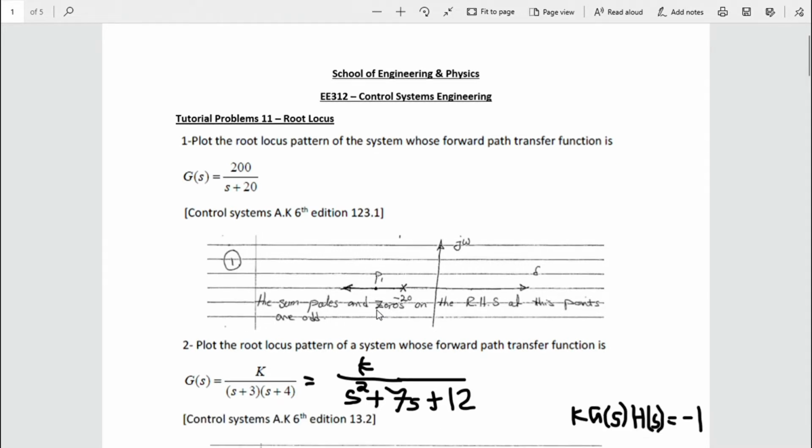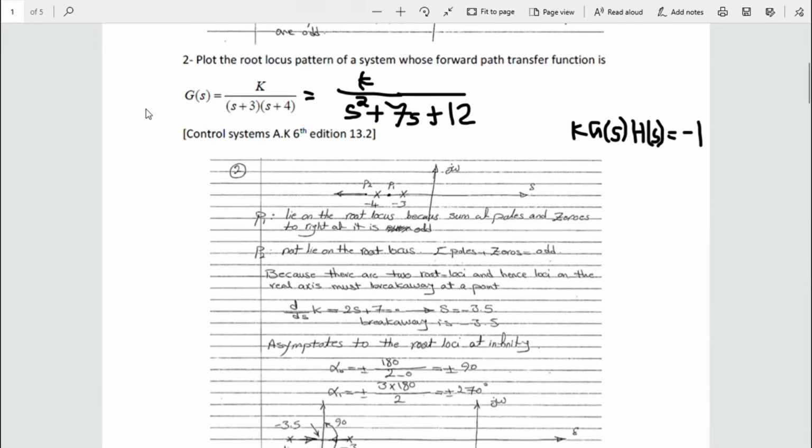Moving on to the second question. The second question is to plot the root locus pattern of a system whose forward path transfer function is G(s) equals K upon (s plus 3)(s plus 4). Again, we identify the poles and the zeros. There are no zeros, there are 2 poles, -3 and -4. If we plot that on the imaginary against the real axis, we get 2 poles, -3 and -4.